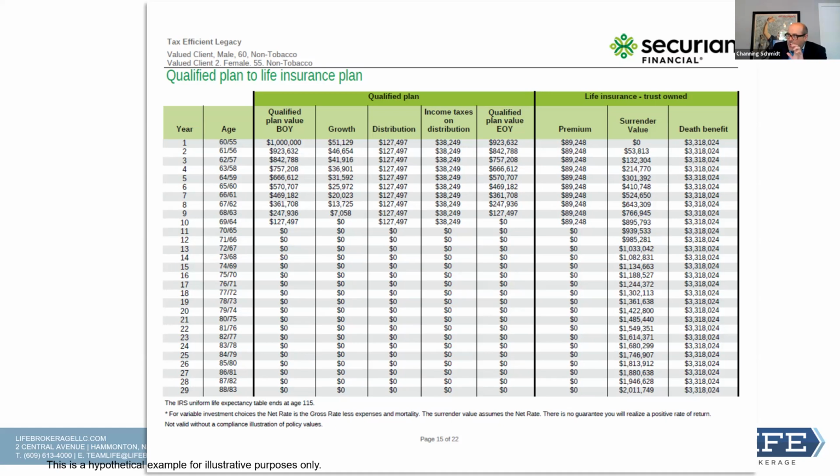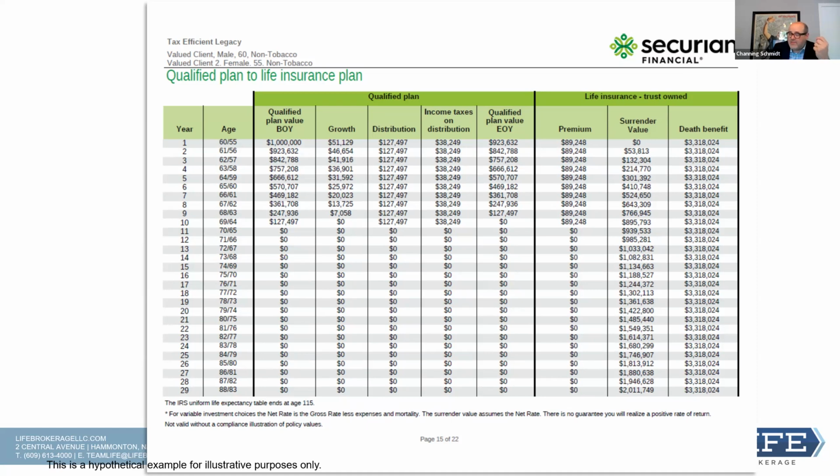So here, that surrender value, that's the cash value that we've been talking about. If they ever needed to get this money, they could potentially get it. But what we're really circling here is that death benefit. What we're really doing with this qualified plan is making this death benefit go from 1 million up to 3 million.